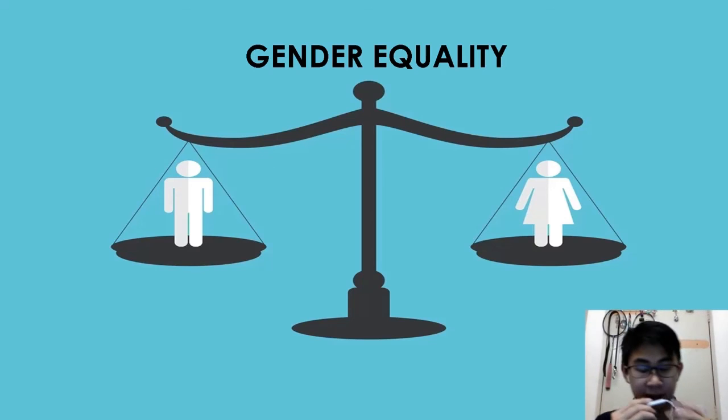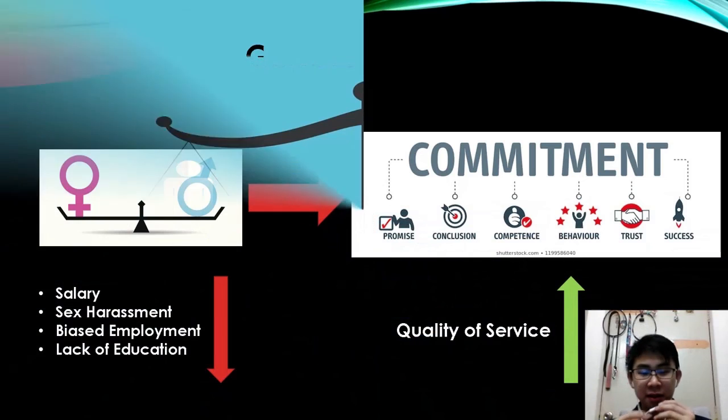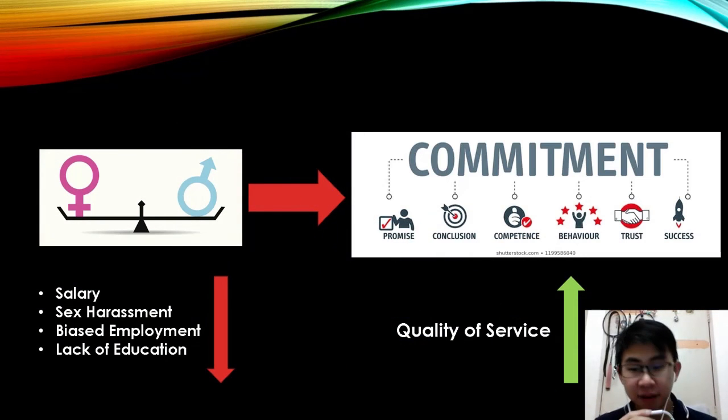Hi, Professor Yama. Now, me and my group mates will present about the global issue. For the first one, the global issue is that gender equality still does not exist around the world. Now we're going to discuss this very simple slide, which is that salary, sexual harassment, biased employment, and lack of education are the factors that affect gender equality, and it will affect the commitment in providing the service.